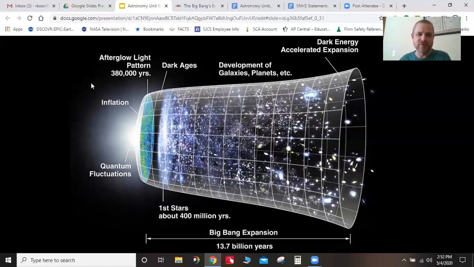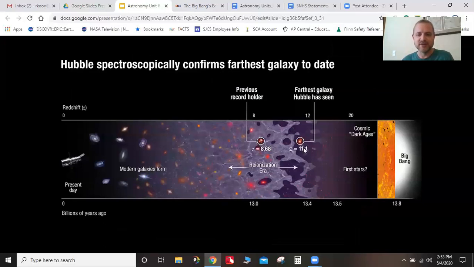Notice before about 380,000 years, you don't see anything. So if you found a signal that was 13.8 billion light years away, would that be the Big Bang? Well, no, because in that first half million years or so, light doesn't penetrate. So we can't actually probe to the point of the Big Bang. We can only probe to really the background microwave radiation. And after this point, you start getting the formation of galaxies and stars and so on.